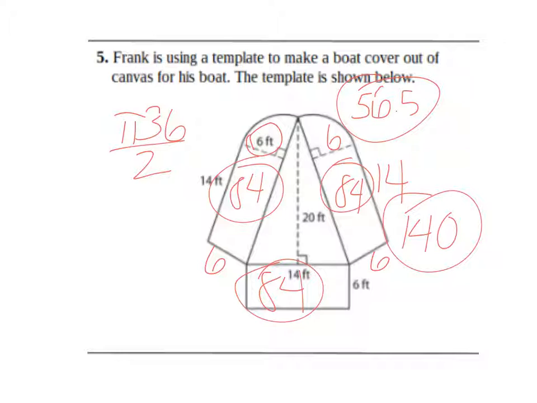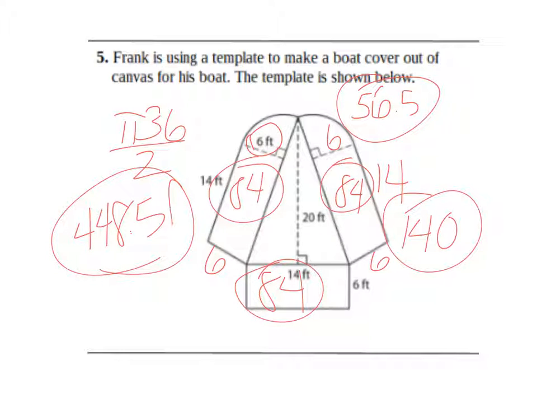So now if I take all of my circled numbers together, I have 56.5 and 84 and 84 and 84, and my 140. So it looks like my number right now is 448.5, and that's feet squared.